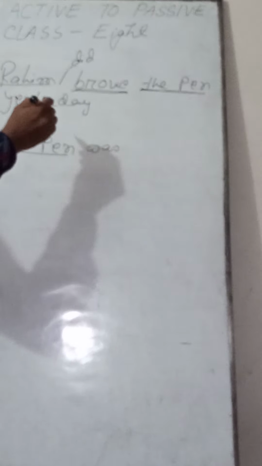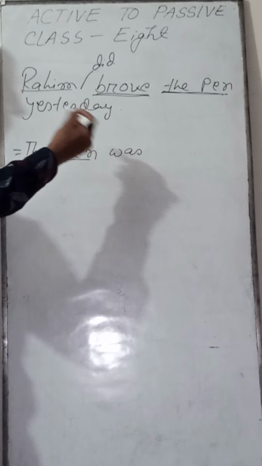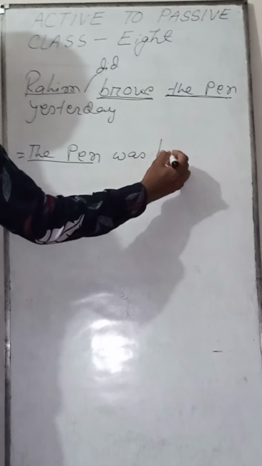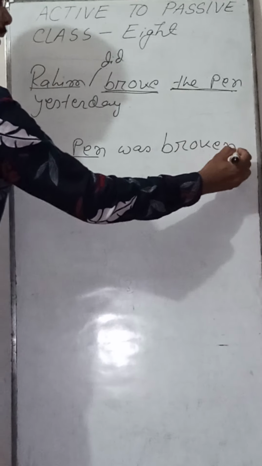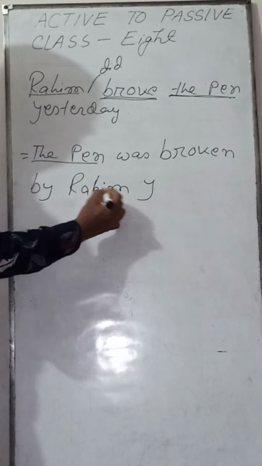Always, in the case of changing active to passive, you have to write the past participle form of the main verb of the given sentence. The pen was broken by Rahim yesterday.